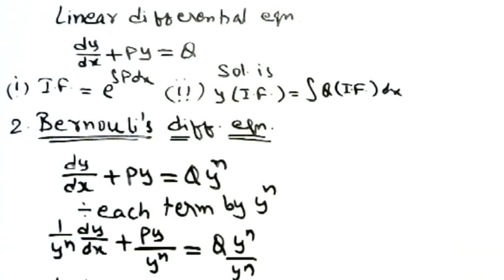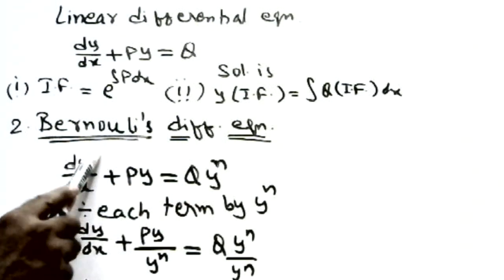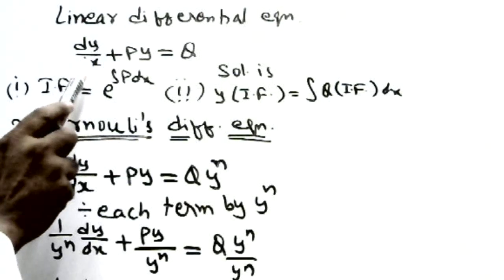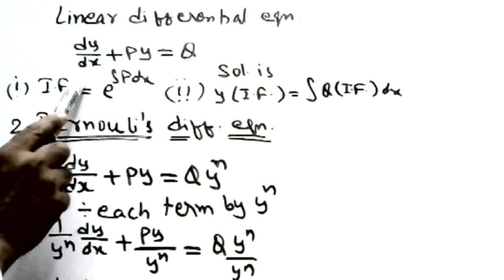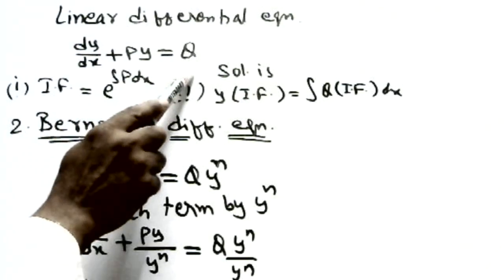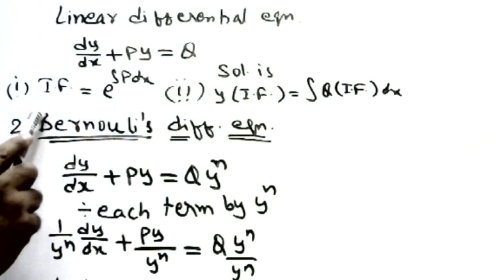In this class, we will do the questions on Bernoulli's differential equation. Before going, let me just revise the previous class. In the last class, we did the linear differential equation. This is of the form dy by dx plus py equals q. We already did a few questions on this.